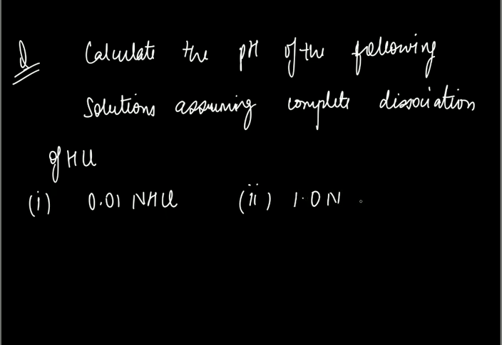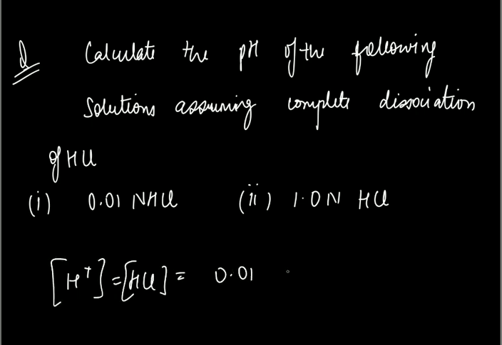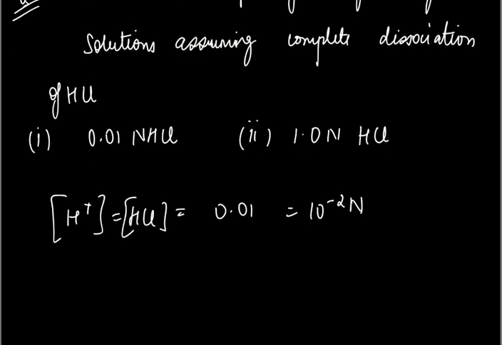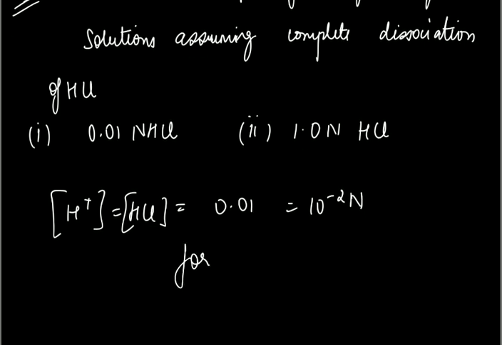Then we have 1 normal HCl. So if you talk about the first one, H positive ion concentration is equal to HCl concentration, and this is 0.01, or we can even write 10 to the power minus 2 normal, right? So for HCl, normality is equal to molarity. Why? Because the N factor over here is 1. For equivalent weight, it's going to be the same.